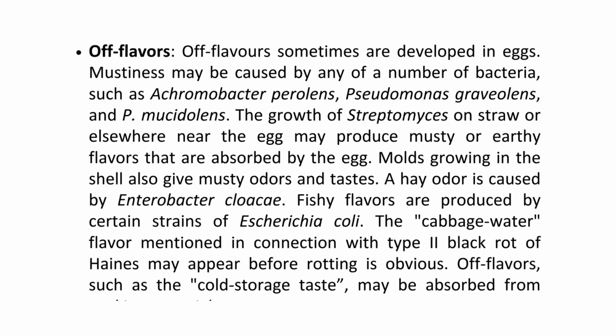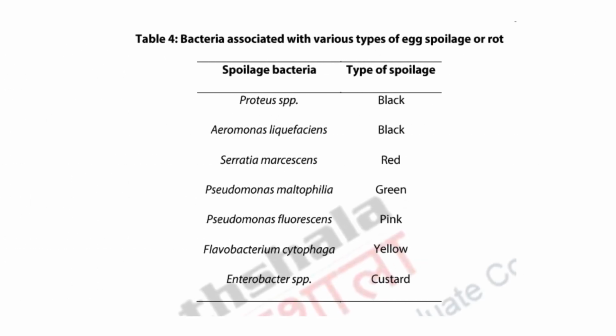Here is a helpful table linking bacteria to specific types of egg spoilage. Bacteria, type of rot: Proteus species, black rot; Aeromonas liquefaciens, black rot; Serratia marcescens, red rot; Pseudomonas maltophilia, green rot; Pseudomonas fluorescens, pink rot; Pseudomonas fluorescens, yellow rot; Enterobacter species, custard rot.